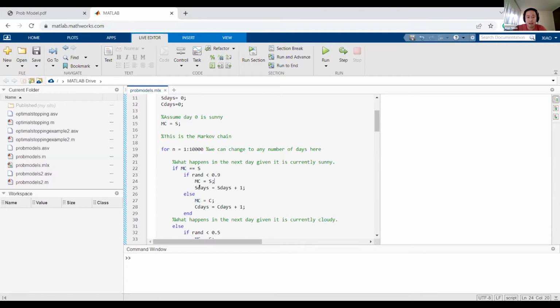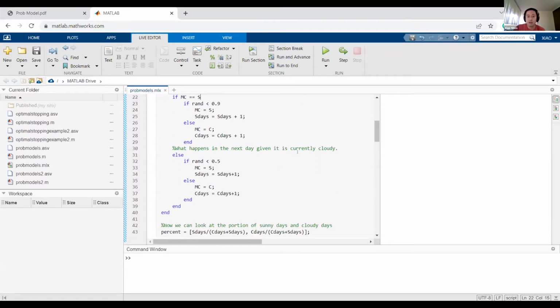And then the count of S days will be the old S day count, and we'll just add 1 to it. Or else, this just means the random number generated uniformly from 0 to 1 is more than 0.9, and then the Markov chain will jump from S to C. In this case, the total number of cloudy days, we'll just add 1 to it. This is the case if currently the particle is at S. Again we flip a coin, with probability 0.9 we stay at S, and with probability 0.1 we jump to C.